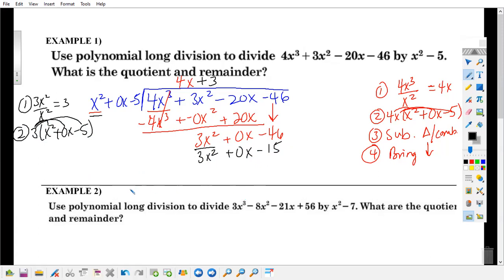So we divide, multiply. Now we're at subtract. So divide, multiply, subtract. And what does subtract mean? Change signs and combine. Negative, doesn't matter, positive. Boom, boom, and what are we left with? Negative 31. And is there anything else for me to do? No. So my quotient is 4x plus 3, and my remainder is negative 31.